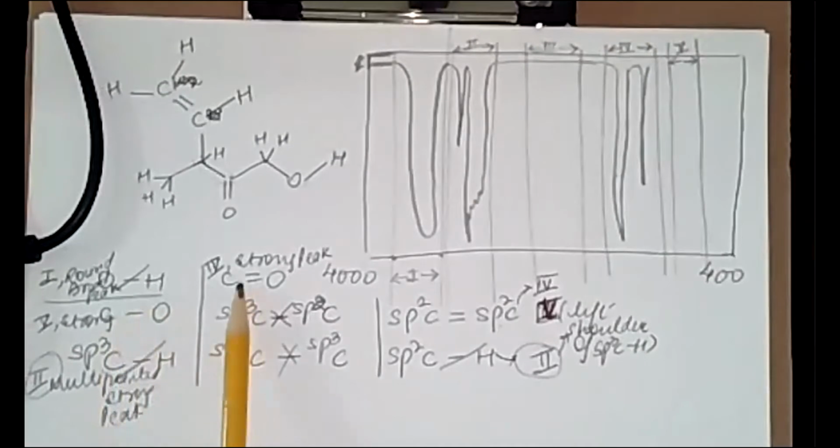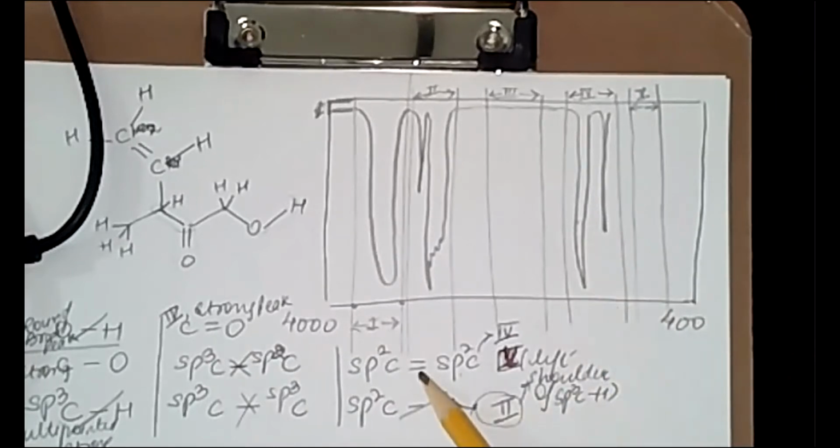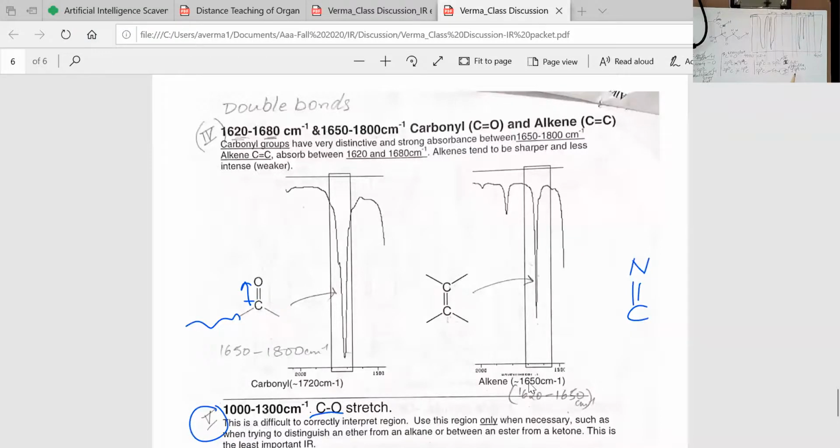small peak. Whenever you have a broad peak, it definitely means a C double bond O. When you have a sharper, thinner, less intense peak, it definitely indicates the sp2 C double bonded to sp2 C. Moreover, their frequency ranges are a little, just a little different. About 1650, about or more than 1650, definitely.